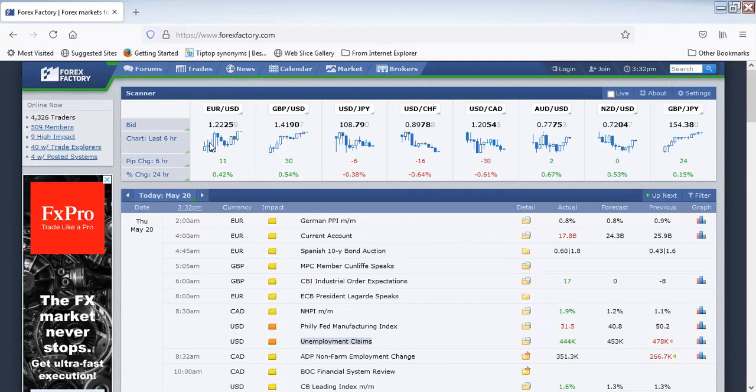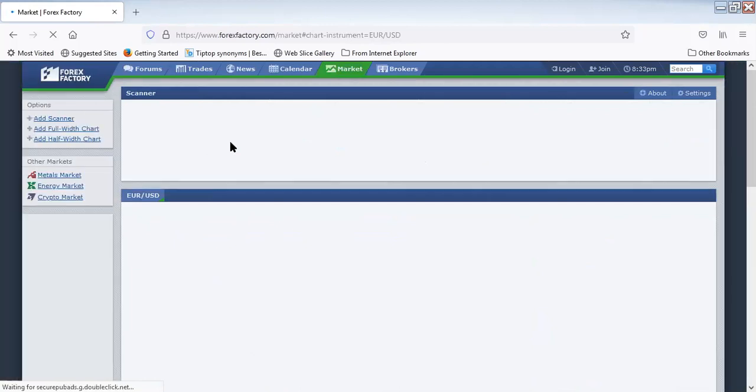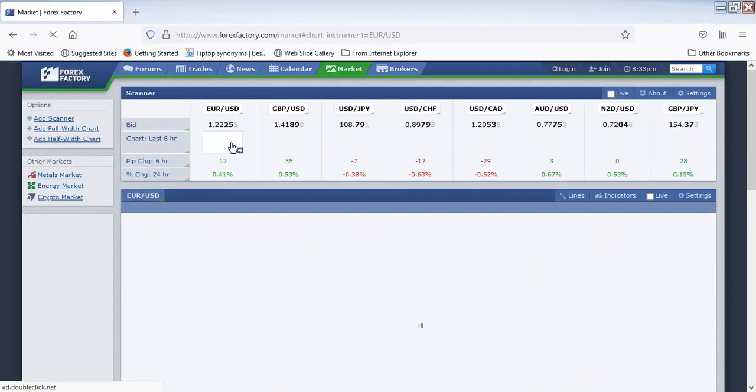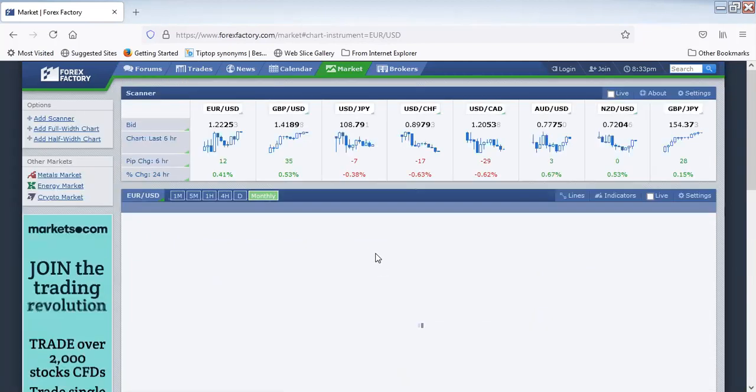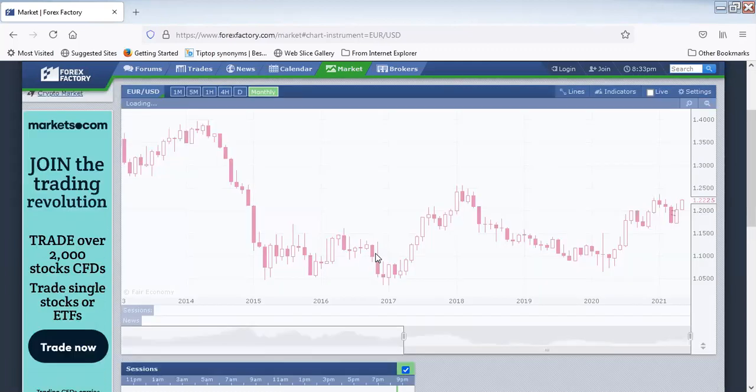You can also click on charts. What chart are you clicking on? You are clicking on the chart of Euro USD. Are you with me? You are clicking on the chart of what? Euro USD. It's coming out. Okay, it's coming out. So now, once that is done, look at it.